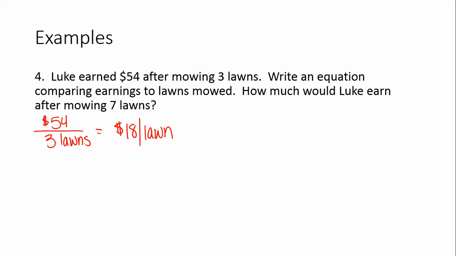But now we want an equation that compares his earnings to the lawns mowed. So his earnings will equal $18 times L, or the number of lawns that he mows. And this asks how much does he earn after mowing 7 lawns. So his earnings would be $18 times 7, which is $126. So he earns $126 for mowing 7 lawns.